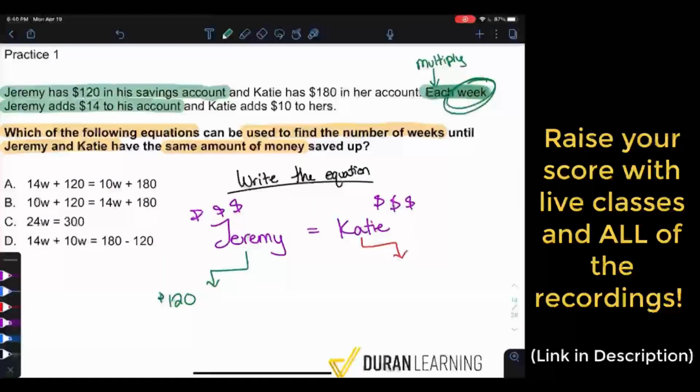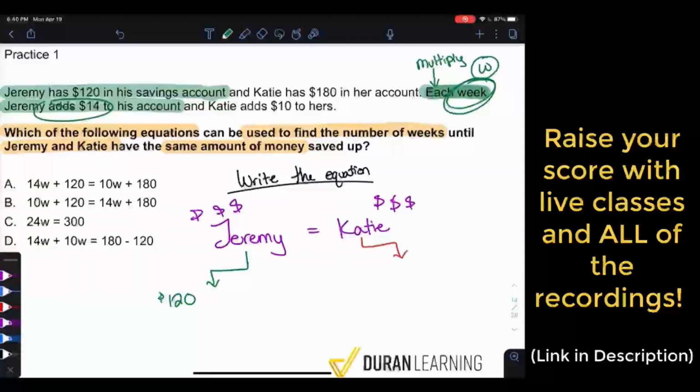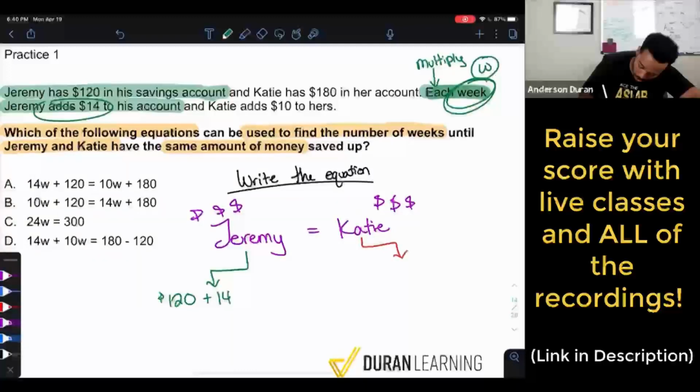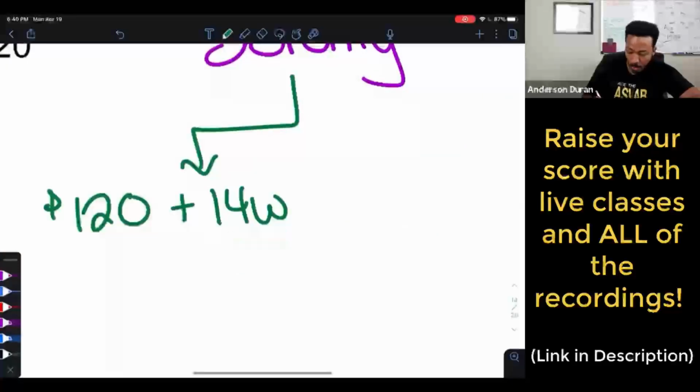Everybody, what letter represents weeks again? W. Yeah, W. So every W, that's $14. Is that correct? Yeah. So we're going to add on $14 every week right there. 14W. What does that mean?